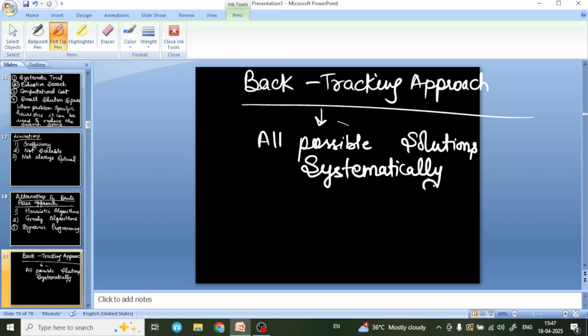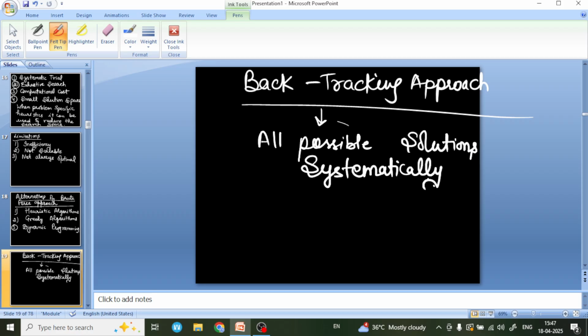It works by incrementally building a solution and abandoning it if it is found to not lead to a valid solution. The algorithm backtracks to previous steps and tries a different extension of the partial solution. You can say the backtracking approach is a general algorithmic technique used for solving problems by exploring all possible solutions systematically.